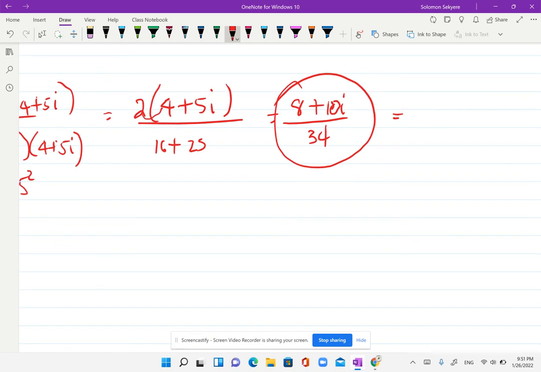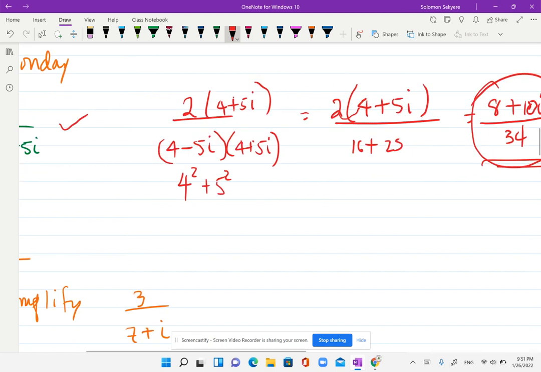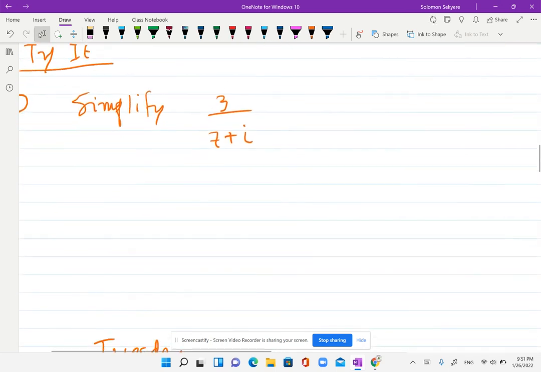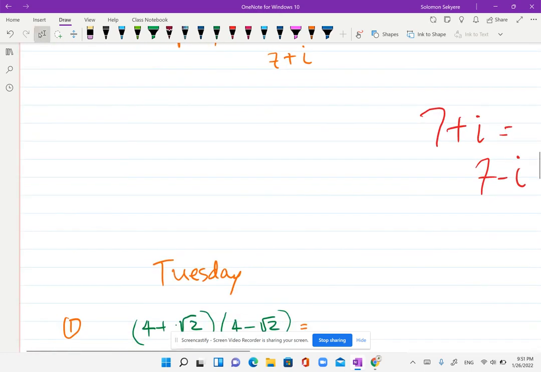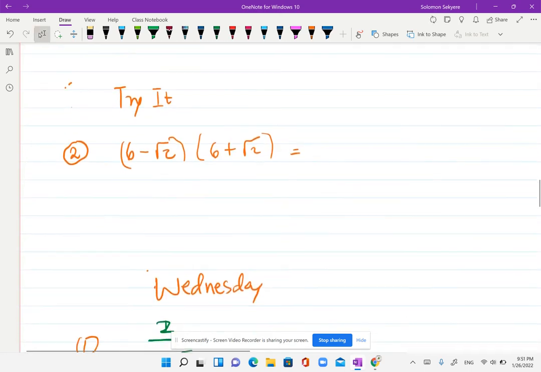Okay, I can split this up. I say this is 8 over 34 plus 10i over 34. The same denominator, I just split it up. It's the same thing. So know that these two are the same thing. You got it? Okay, so try this. How are you going to do this one here? What is the conjugate of 7 plus i? 7 minus i. Multiply the top and the bottom. Simplify. Cool? All right.